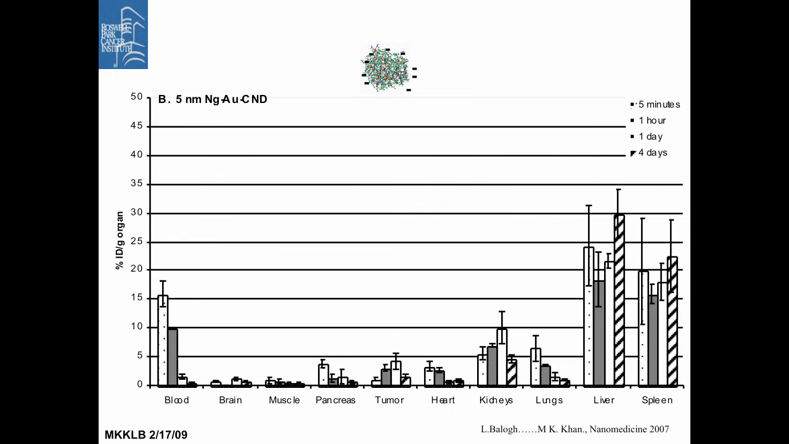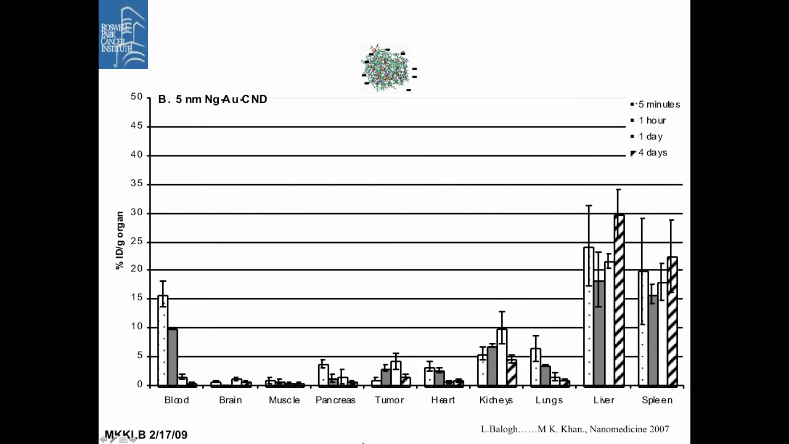So now let's see what happens if we make this particle negatively charged. And so look at the contrast in the blood half-life. Most of it is cleared by 1 hour. That is in sharp contrast to the positively charged, even though this is 5 nanometers, and this is because this is going to rapidly be opsonized.